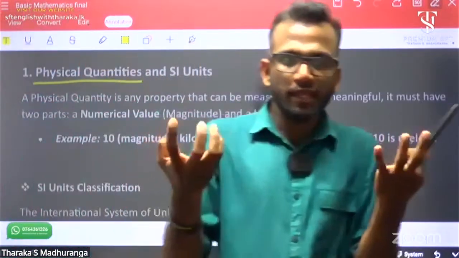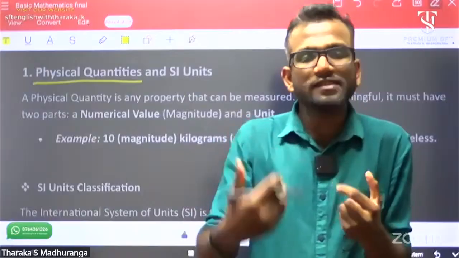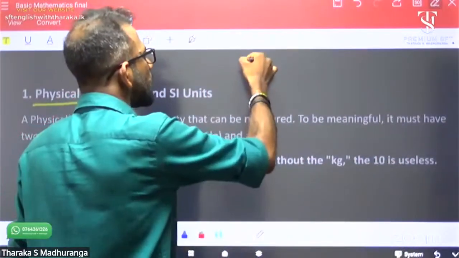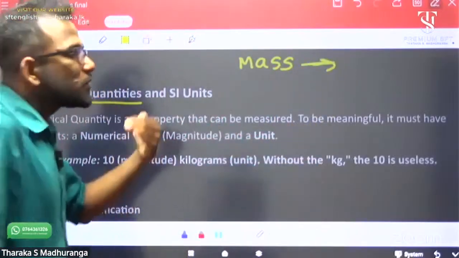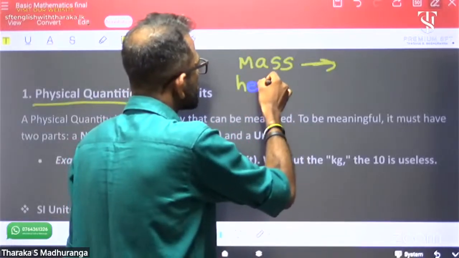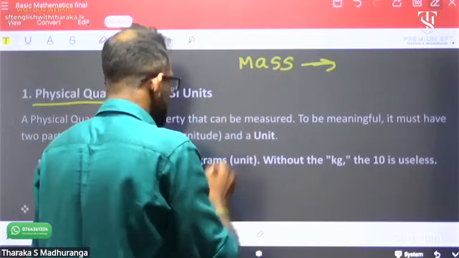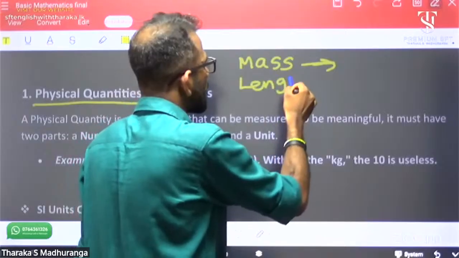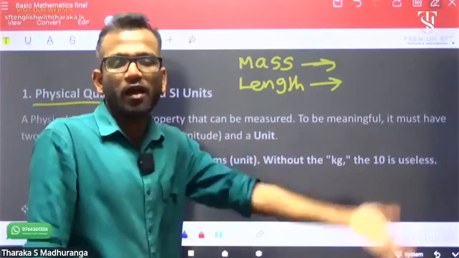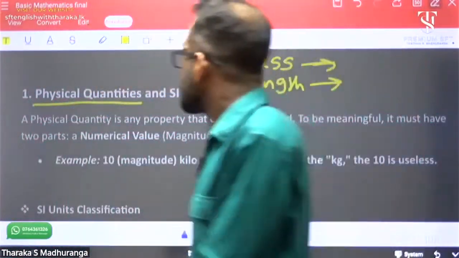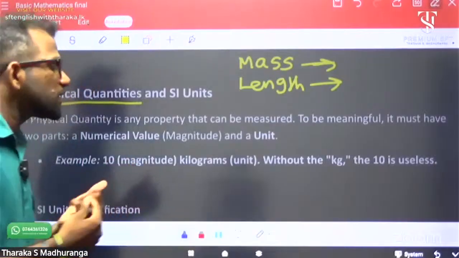Physical quantity means any property that we can measure. For example, mass is a physical quantity that we can measure using scales. Another example, height is a physical quantity, or length, both the same. Length is a physical quantity that we can measure in meters, centimeters, different units. Okay. A physical quantity is any property that can be measured.